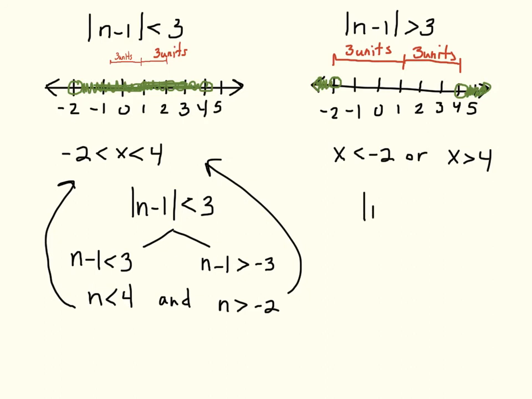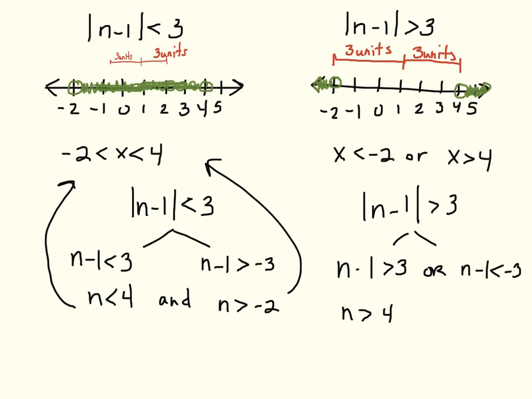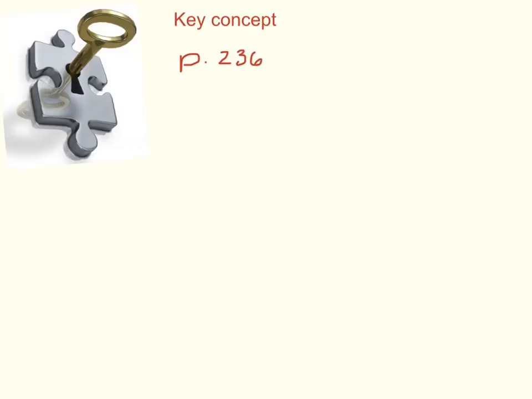If we did the second one, the absolute value of n minus 1 is greater than 3, that gives me n minus 1 is greater than 3, or n minus 1 is less than negative 3. If we solve them, we get the same answer that we got up here. Now I want you to make note of your key concept at the bottom of page 236.